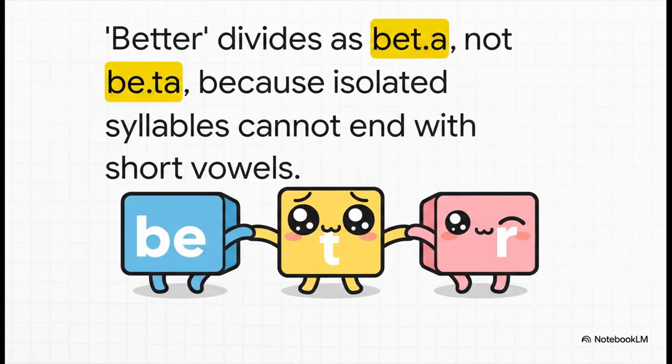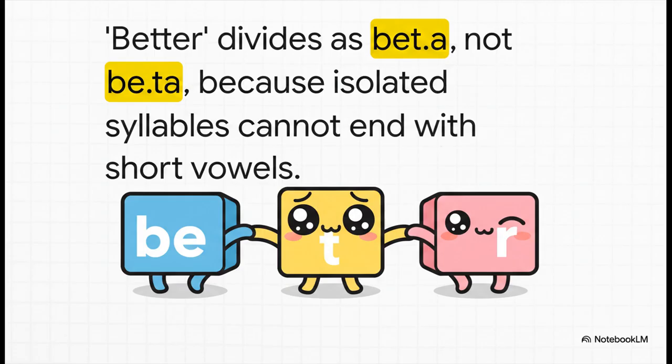But English wouldn't be English without a quirky little exception. What about the word better? The maximal onsets principle tells us to push the T to the right, which would give us be-ta. But phonotactics steps in again. In English, isolated syllables cannot end with short vowels like the E in be. They absolutely demand a consonant to close them off. So we actually divide it as bet-ta.